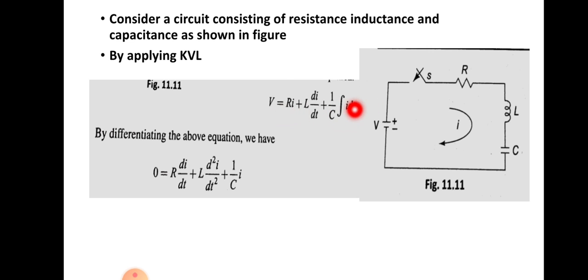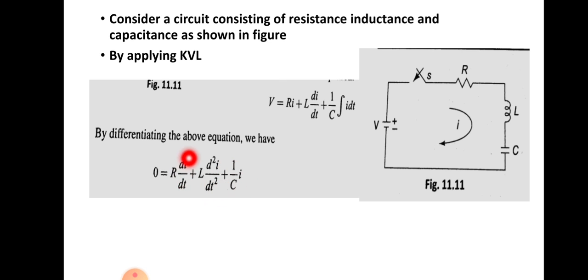The differential operation is applied here, and the differential of the third term will give 1 by C into I. So the integral term disappears because we are taking the differentiation of the entire equation. So we get the equation 0 equal to R into di by dt plus L into d square I by dt square plus 1 by C into I.